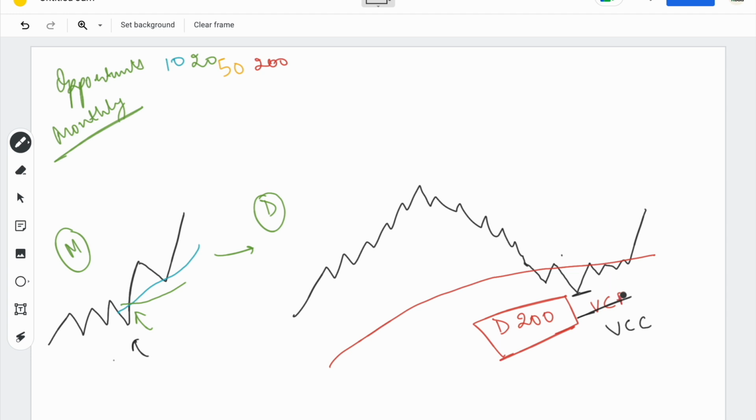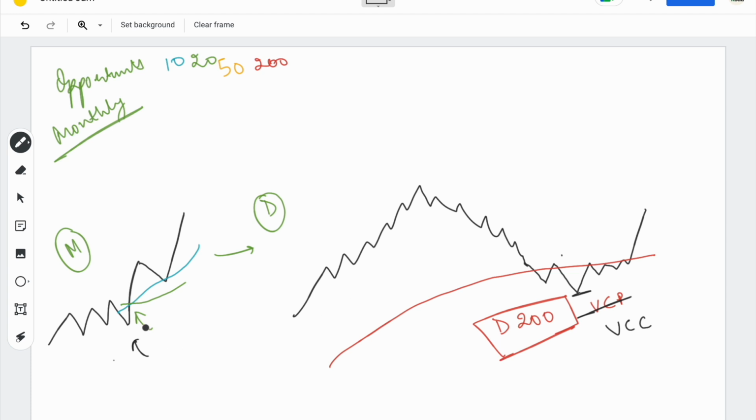So basically what you have to do is look for the tightness or the VCC being formed around that daily 200 moving average. Simply place your orders over there. Keep buying the quantity like smart money accumulates, every week buy some quantity, keep buying that. And then when the move comes, you will definitely make a lot of money.